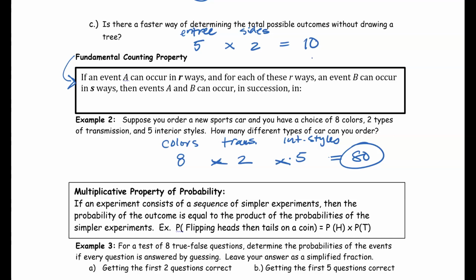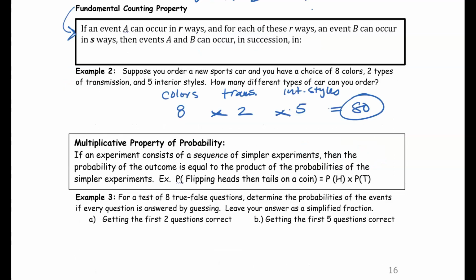So in this section, we're going to talk about events that are multi-stage, meaning more than one thing is happening. So for example, we're getting an entree and we're getting a side. So we're doing one thing and then the other. When we're wanting to find the probability of a multi-stage or a sequence of simpler experiments, then you can find the probability by multiplying the probability of each part of the experiment together. So let's look at example 3.